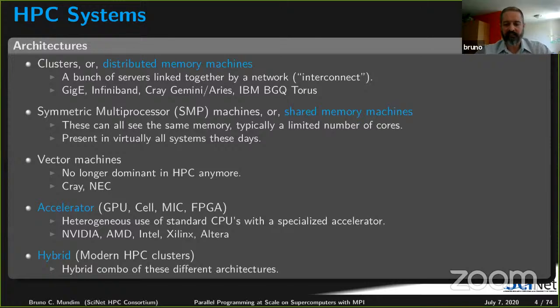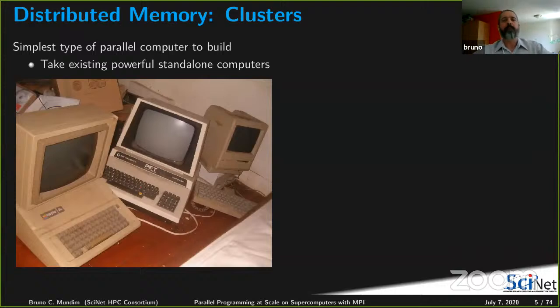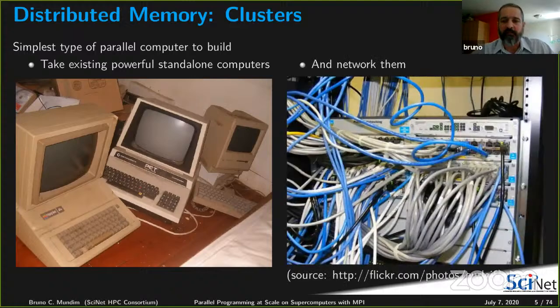Okay, so that's the modern picture. And why are distributed memory machines so appealing? It's because they're simple to build. You basically take existing powerful standalone computers, as you can see these modern exemplars here on the left, and then you just connect them with a bunch of cable, and there you go. You have a distributed memory machine.